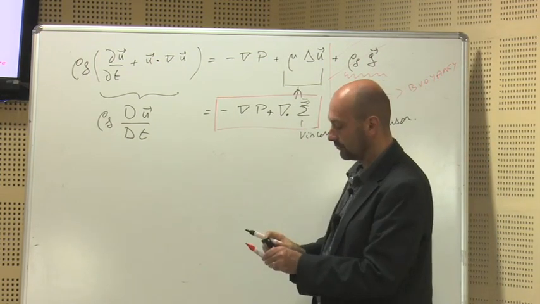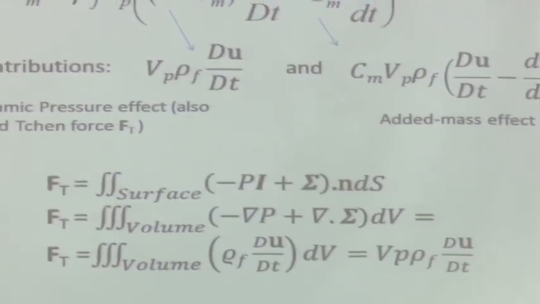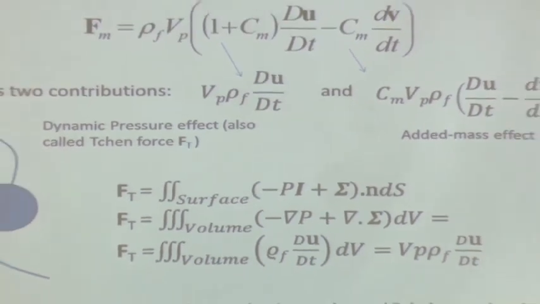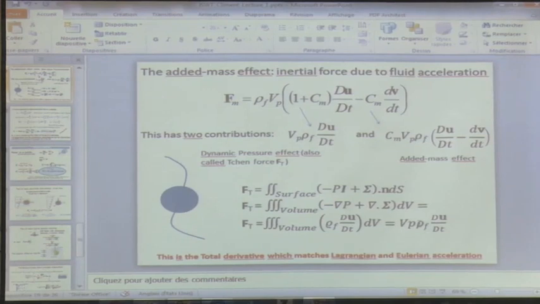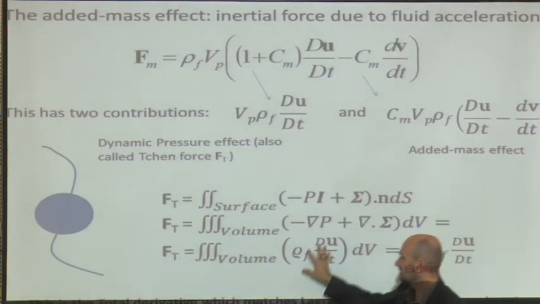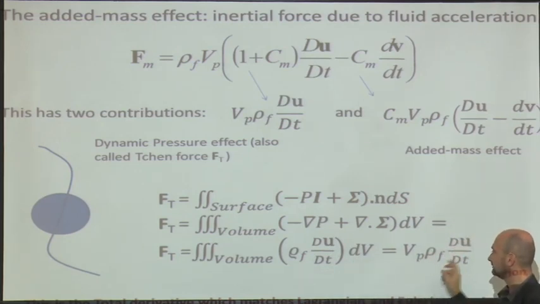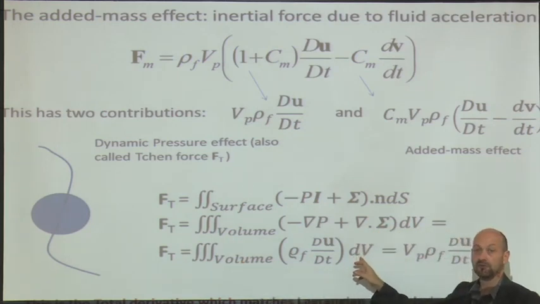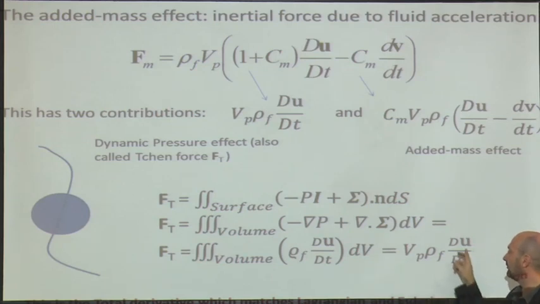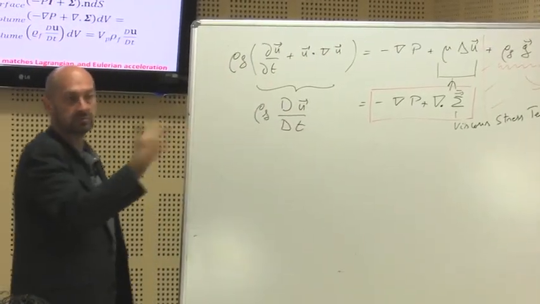Okay, so you see that I can now replace minus the gradient of P plus the divergence of sigma by rho f Du/Dt. And now I can take this out of the volume because I'm going to assume that it is constant at the scale of the particle. So it will be rho f Du/Dt multiplied by the integral of dV, which is the volume of the particle. Okay, so you see that when you have flow acceleration, you will get a force, which is rho f Vp multiplied by Du/Dt. Of course, if there's no flow, if u equals 0, Du/Dt is 0, u dot gradient of u is 0. Okay, so it cancels.